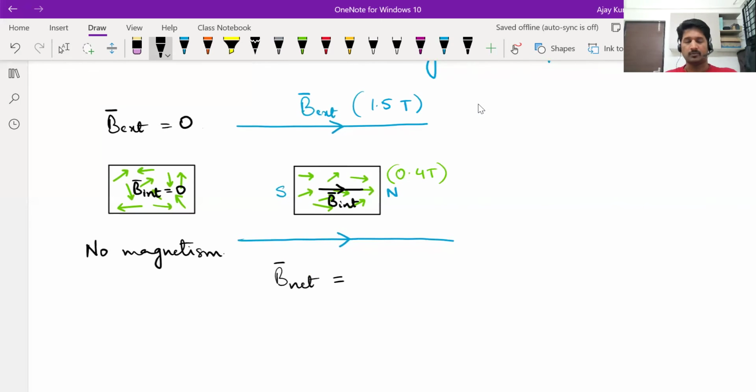External field 1.5 Tesla, internal 0.4 Tesla. How much will the net field be? 1.9 Tesla, sir. Since they are in the same direction, they'll get added. Okay. The vector formula is this: B external vector plus B internal vector. This time both of them are in the I cap direction. So the net field will simply be 1.9 Tesla, and it will have the same direction as the external field.